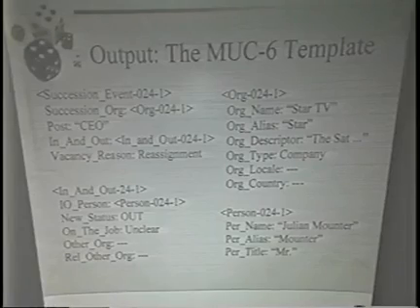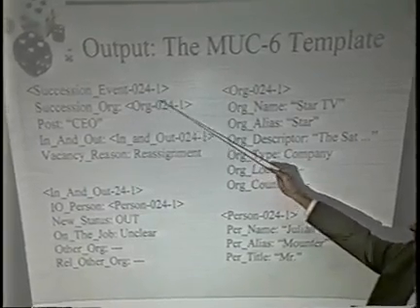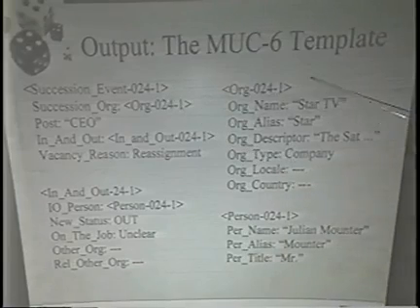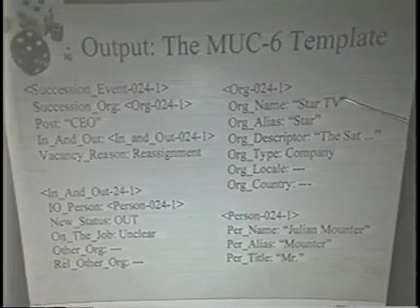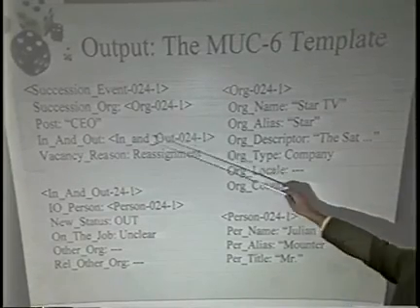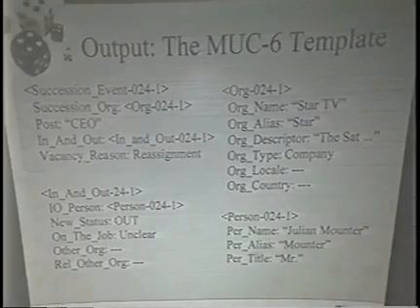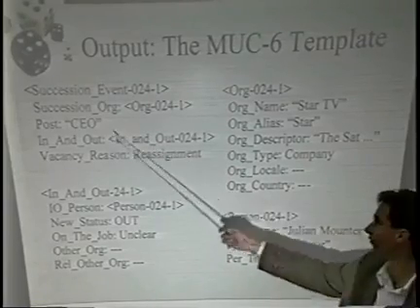that you have in these slots. You have pointer fills, like a succession organization, which essentially just have an ID for another template, which has its own set of slots. You have string fills, like CEO, where you're essentially pulling it out of a text. So that's the post slot.